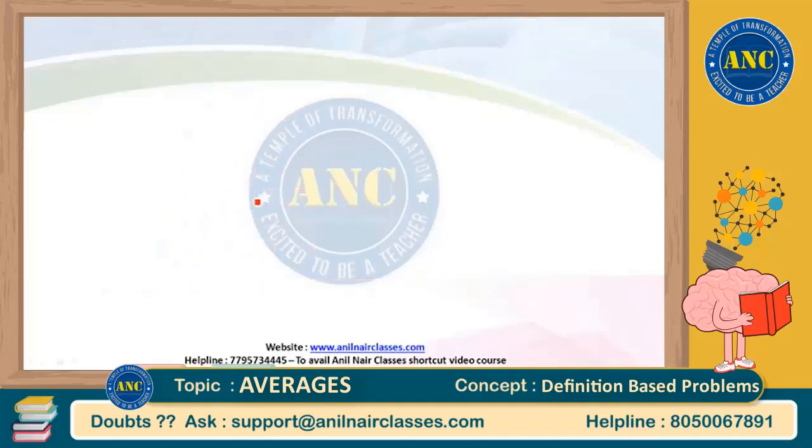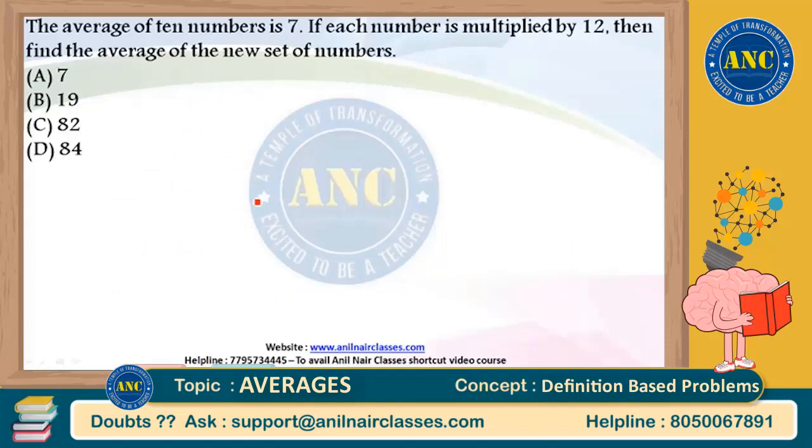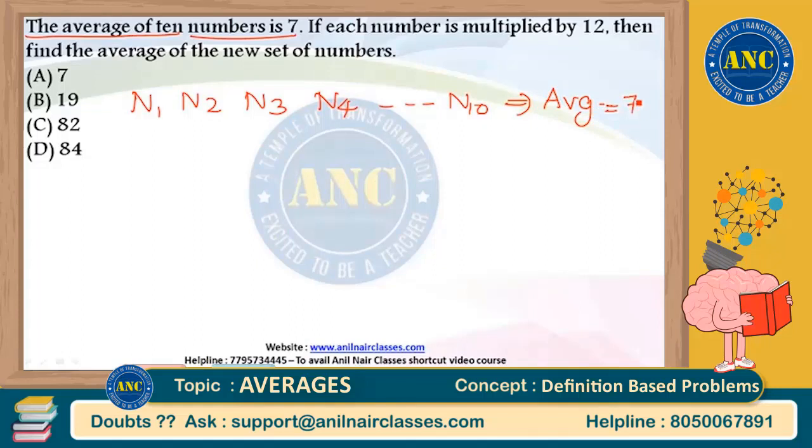Another question we can solve. See this question, sir. The average of 10 numbers is 7. That means there are 10 numbers: number 1, number 2, number 3, number 4, like that there are 10 numbers. The average is 7. I don't mind whether these 10 numbers are in arithmetic progression or not. If each number is multiplied by 12, then find the average of the new set of numbers.